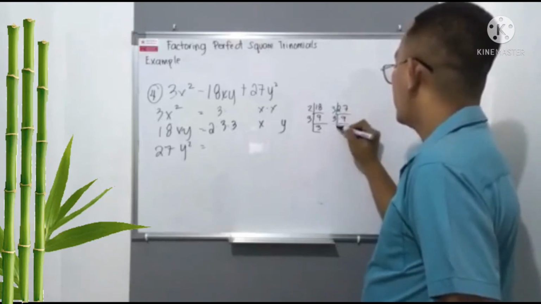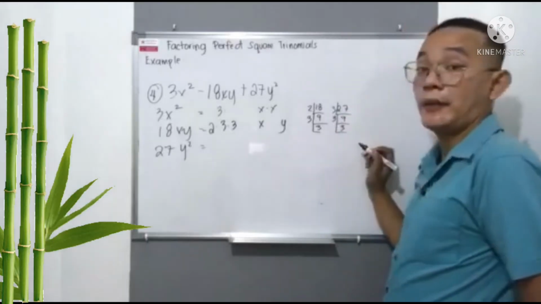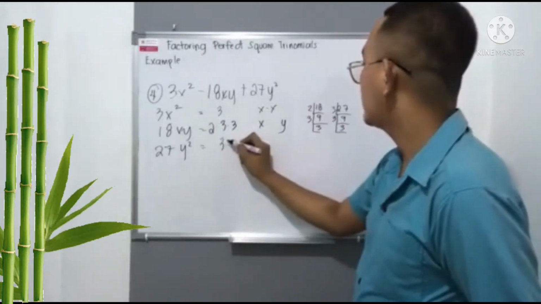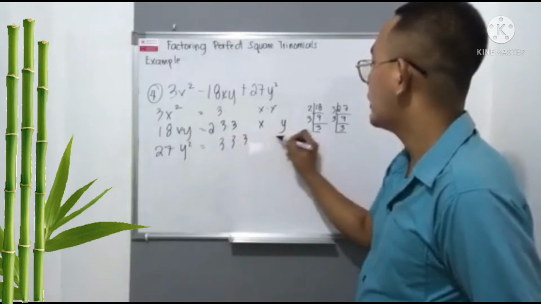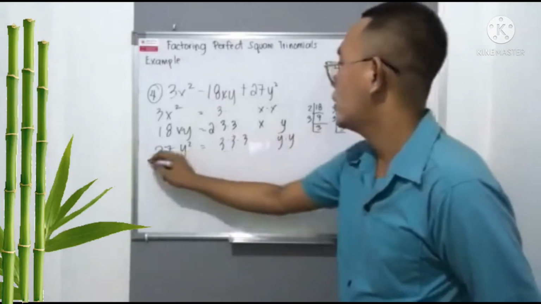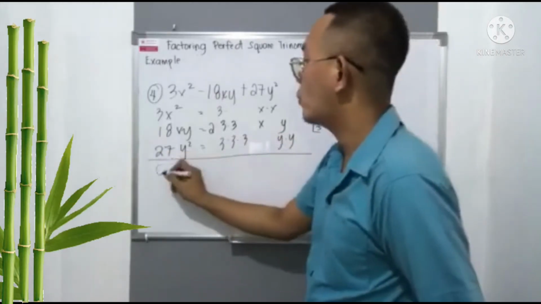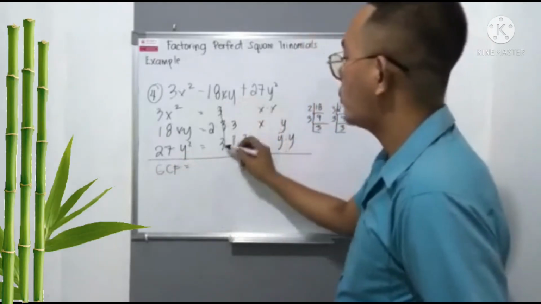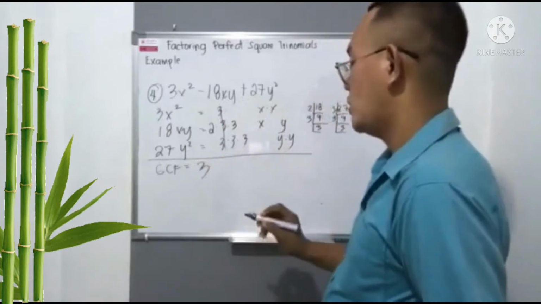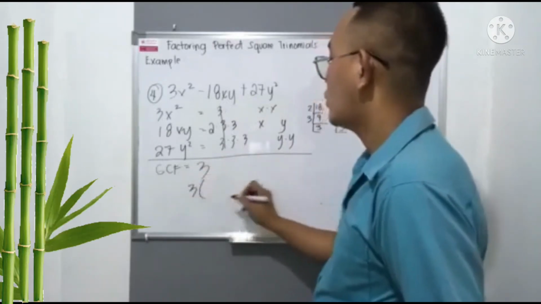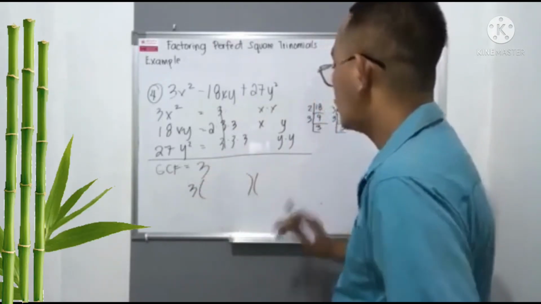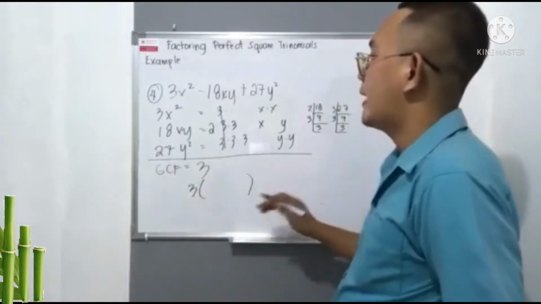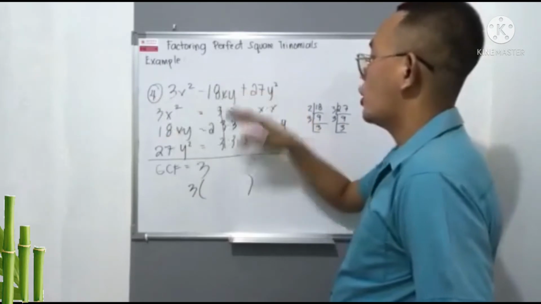Then 3, then 3. Since 3 is a prime number, doon na tayo mag-stop ng prime factor niya. So, bali magiging 3 times 3 times 3, then y times y. So, para makuha natin yung first factor, kunin natin yung GCF niya, or greatest common monomial factor. Yung greatest common monomial factor niya ay 3 lang. Okay, so 3. Ang outer factor natin is 3.